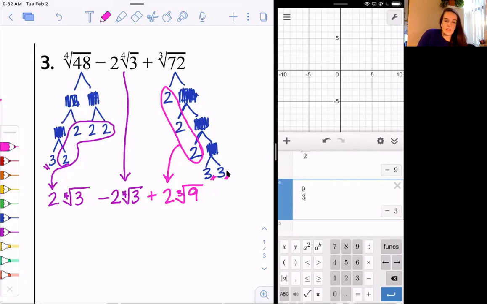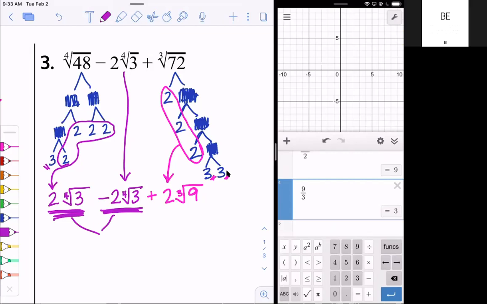Okay, friends, do we have any like terms here? Can we combine any like terms? Yes, the first two. We have this one here, 2 4th root 3, and minus 2 4th root 3. What's going to happen with these? They disappear, right? They become 0. We have 2 of them, and we're taking away 2 of them. So this makes 0, basically.